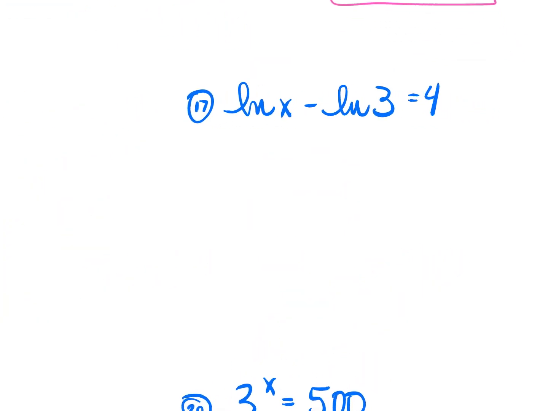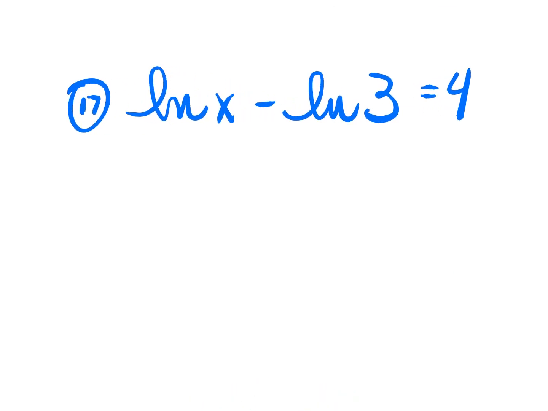All right, 17. So we can't cancel out the logs when we have 2 of them, but how do we condense it down to just 1 log or 1 ln? Awesome. We're subtracting, so that means we divide. So the ln of x over 3 is equal to 4.